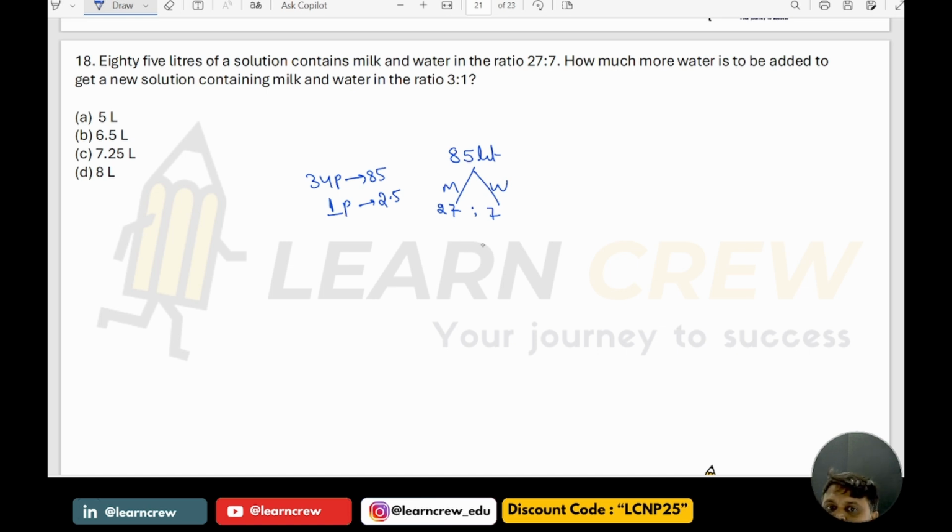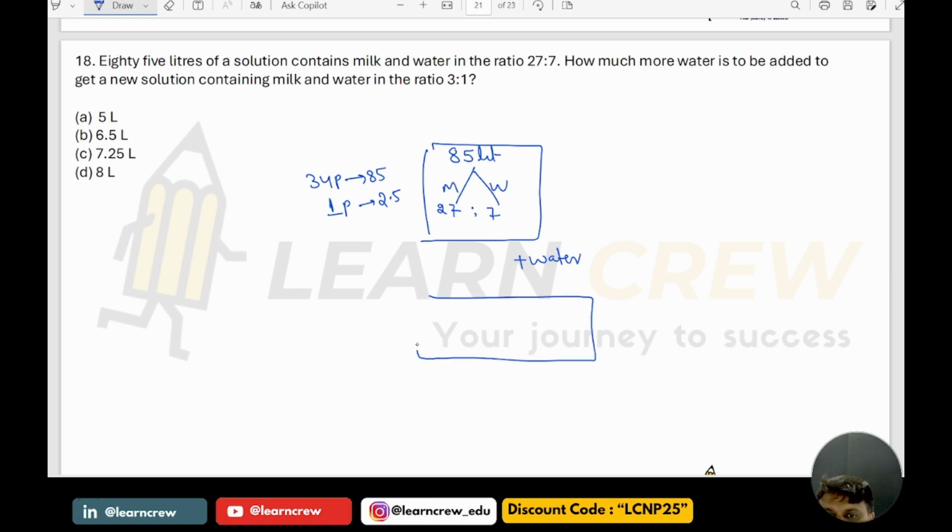Now what is given? This is the initial mixture. To this, how much water must be added? Thereby the resulting mixture contains milk and water in the ratio 3:1. Whether it is initial mixture or final mixture, the milk quantity is not changed. Simply water is added. Because of that, the ratio is changed to 3:1.